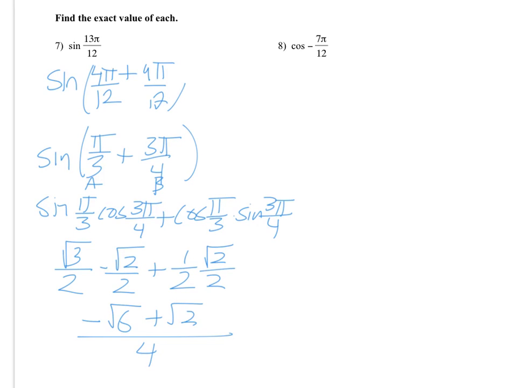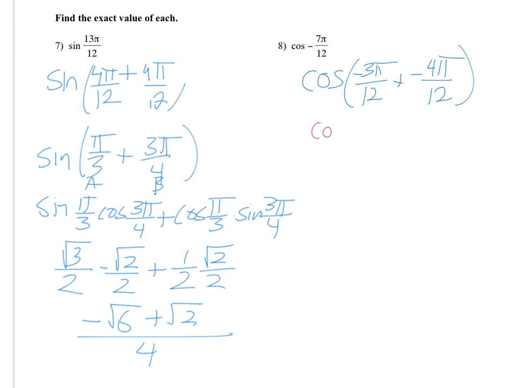For number 8, we get cosine of negative 7 pi over 12. Okay, I'm going to, again, try to rewrite this as things that I know. So I could do that as 7 is 3 and 4. So negative 3 pi over 12 plus negative 4 pi over 12.